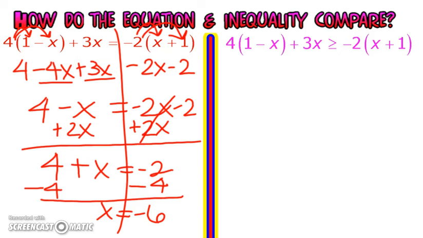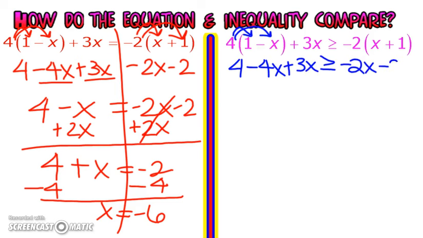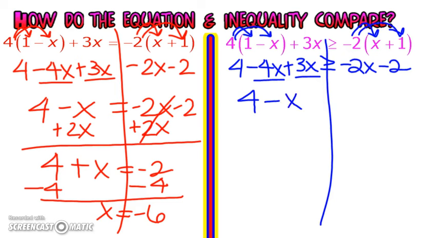All right, so let's do the inequality now. Remember, distribute. 4 minus 4x plus 3x is greater than or equal to negative 2x minus 2. So these can combine like terms, so 4 minus x is greater than or equal to negative 2x minus 2.